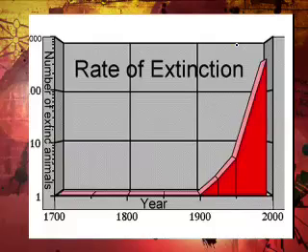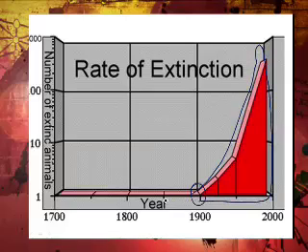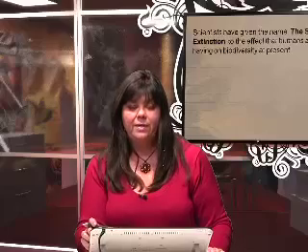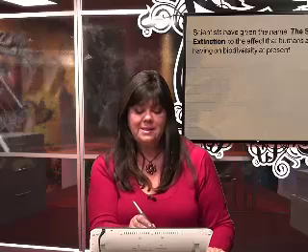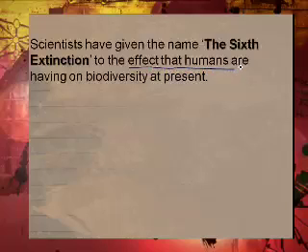They've plotted the rate of extinction to show that since about the 1900s, the rate of extinction, which is the number of organisms, in this case on this graph showing animals going extinct, is skyrocketing. This 6th extinction is as a result of the effect that humans are having on biodiversity.